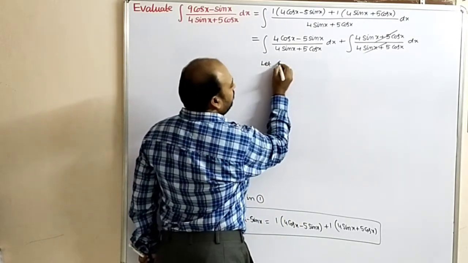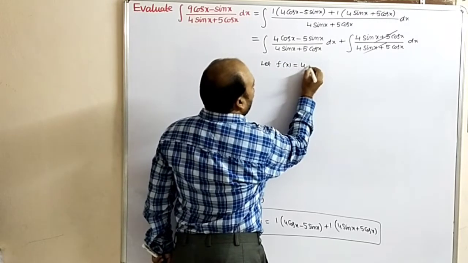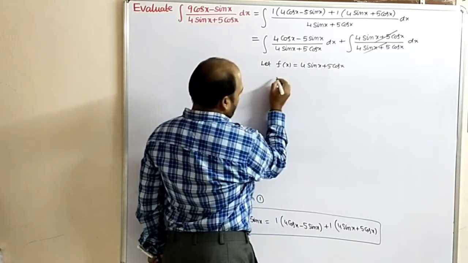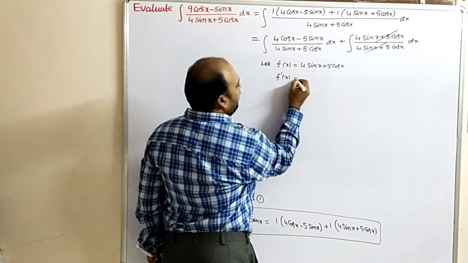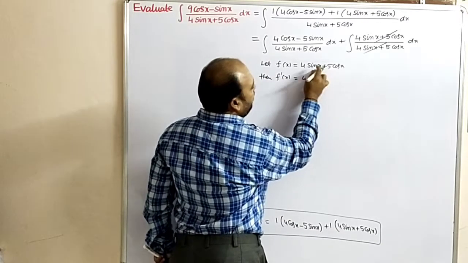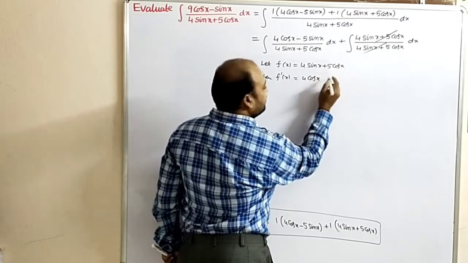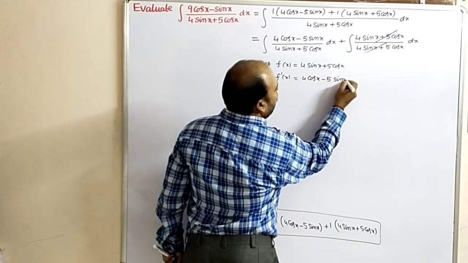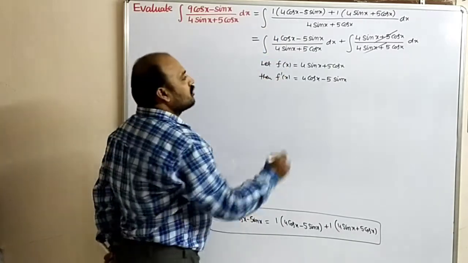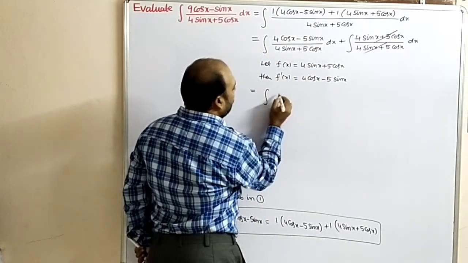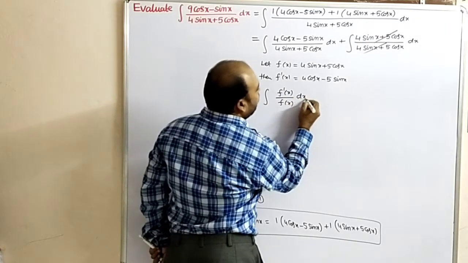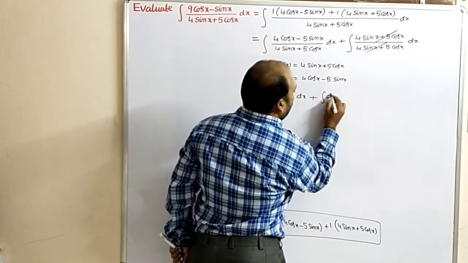Let f of x is equal to 4 sin x plus 5 cos x. Then differentiate: f dash of x is equal to 4 into cos x, since sin x derivative is cos x, plus cos x derivative is minus sin x, so minus 5 sin x. So the first integral will become, this is f dash of x, and this is f of x only, no? So integral f dash of x divided by f of x into dx plus integral dx.